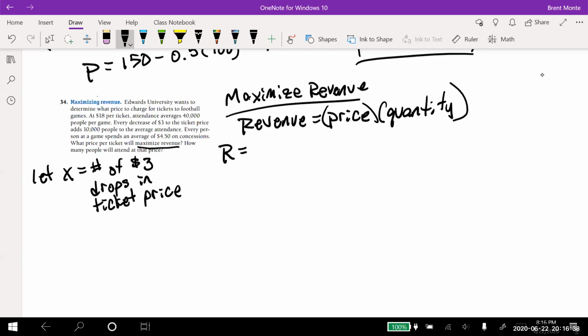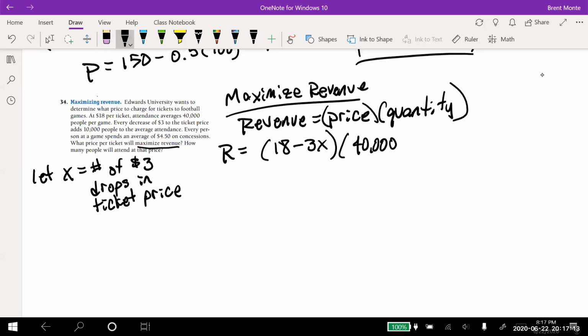So think about what the price is. The price is $18, but they're thinking about decreasing it by $3 x number of times. I don't know how many times we're going to drop it $3, but that's all price. The quantity is the number of tickets sold. Well, they're selling 40,000 right now, but every time they decrease the ticket price by $3, 10,000 more people will attend the games.